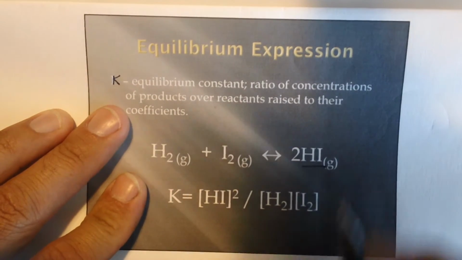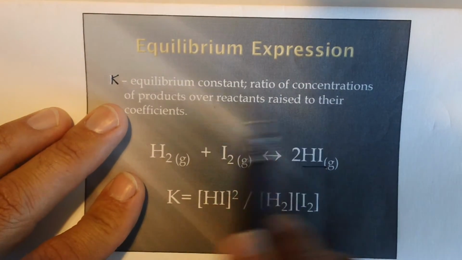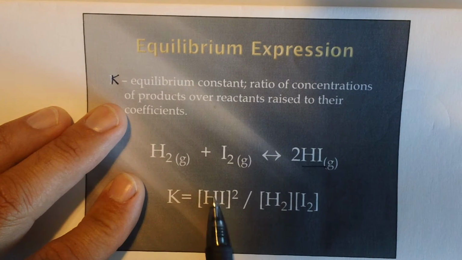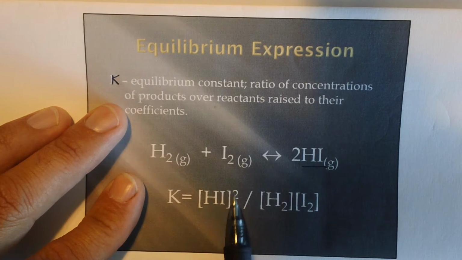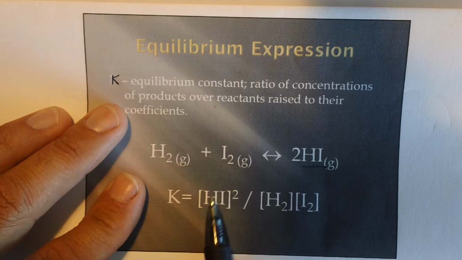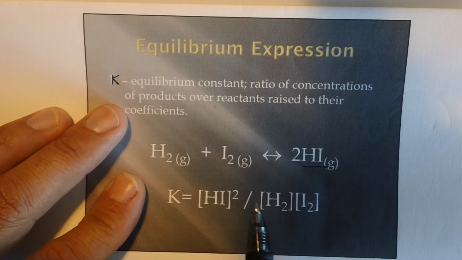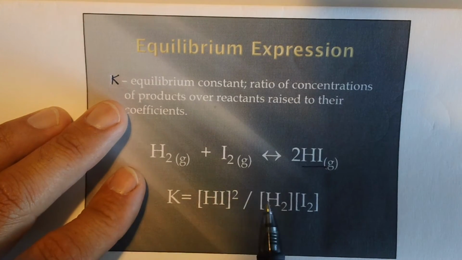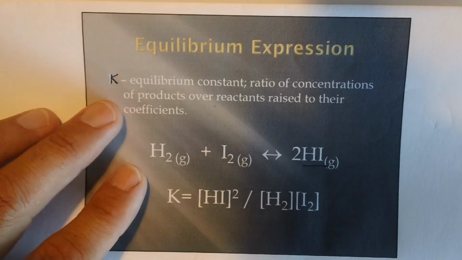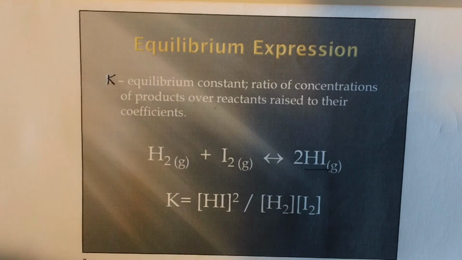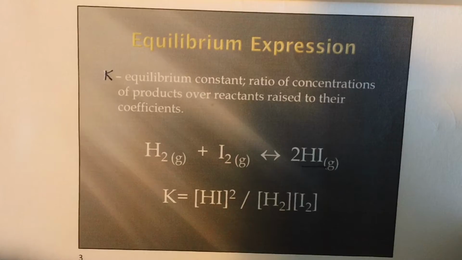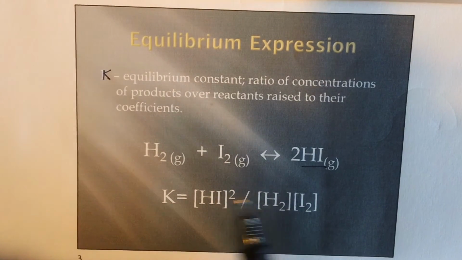So our K value would be products. That's the HI raised to its coefficient. So HI concentration squared, again brackets mean molarity, that is the concentration, over the top of, so products raised to their coefficients over the top of the reactants raised to their coefficients. Now no coefficients here, so it's the concentration of hydrogen times the concentration of iodine. I'm going to give you a chance to set one up on the next slide, but that's how we write an equilibrium expression.